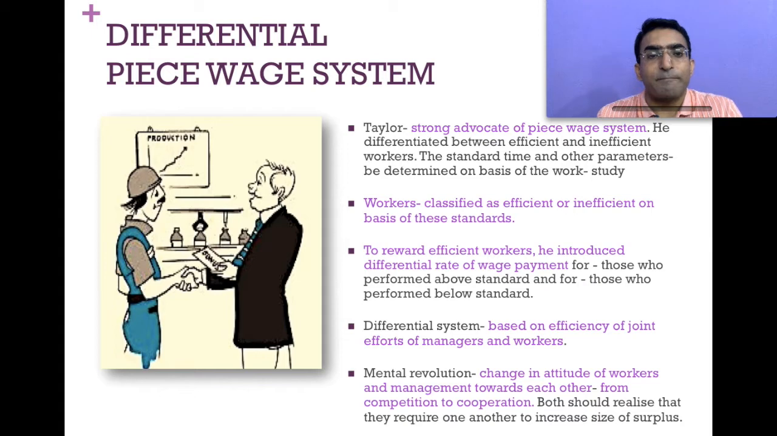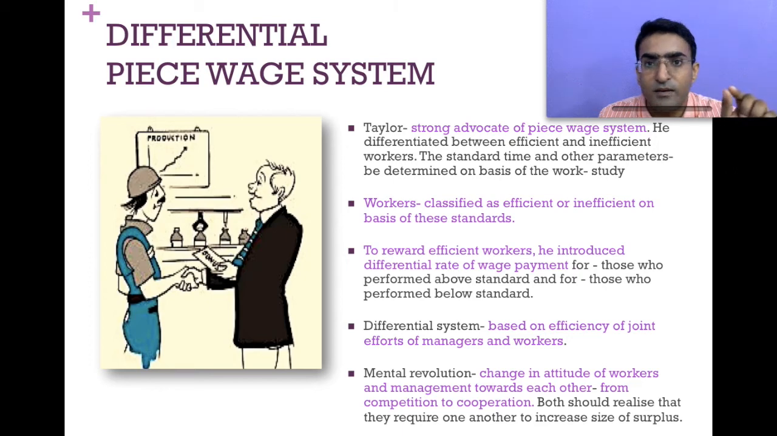So let us start. Differential piece wage system. Piece wage means what? We are giving the payment or the remuneration to the workers on the basis of the pieces manufactured by them, that is, the number of units manufactured by them. Taylor was a very strong advocate of this concept. He believed that we should differentiate between the efficient and the inefficient workers, and we should pay them accordingly, so that the inefficient one is able to be motivated to perform better.